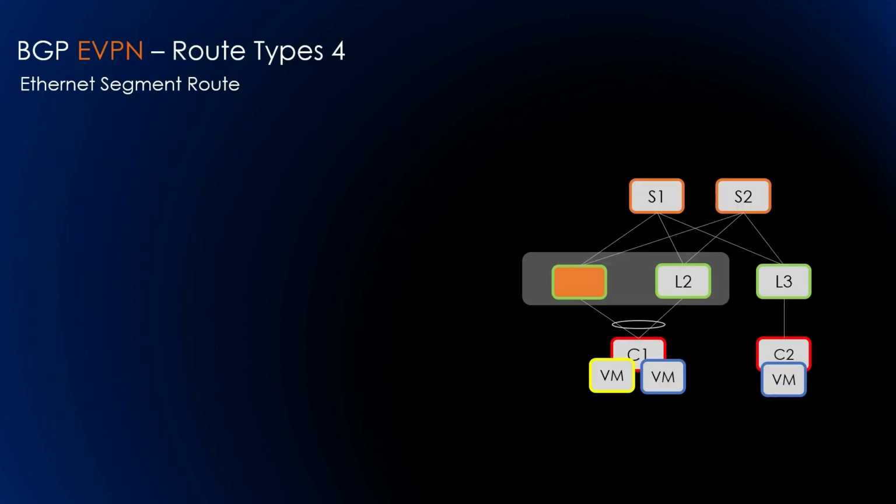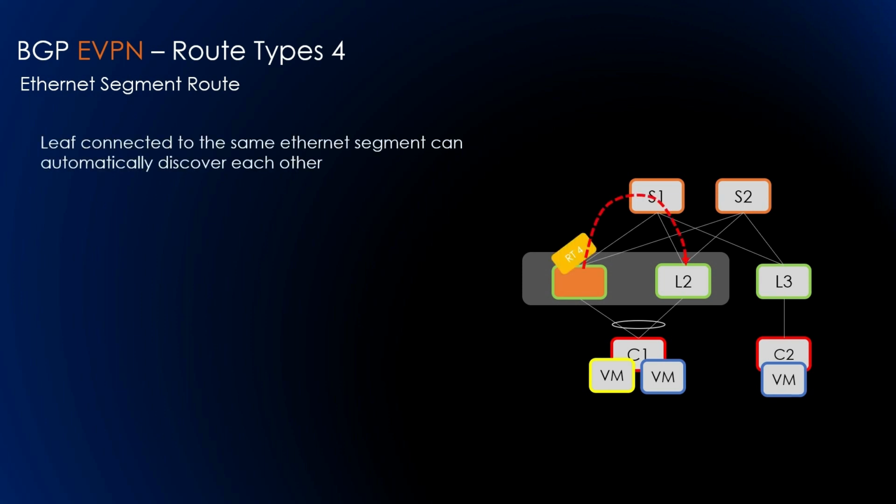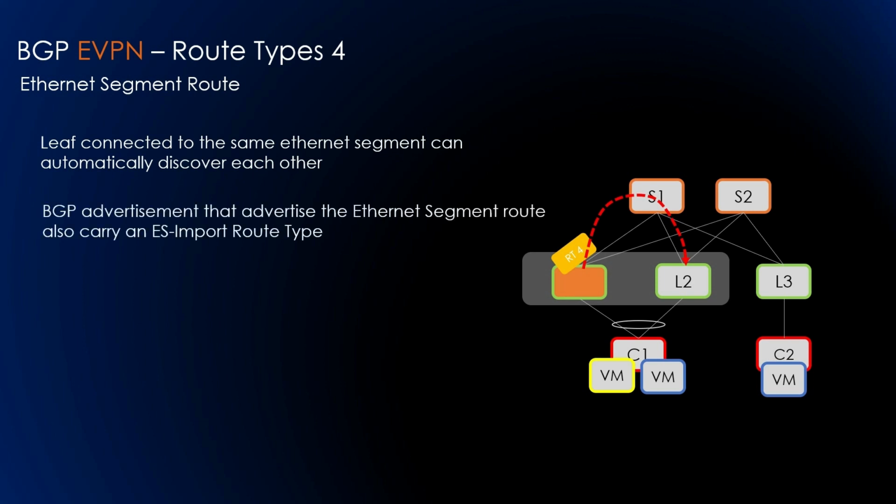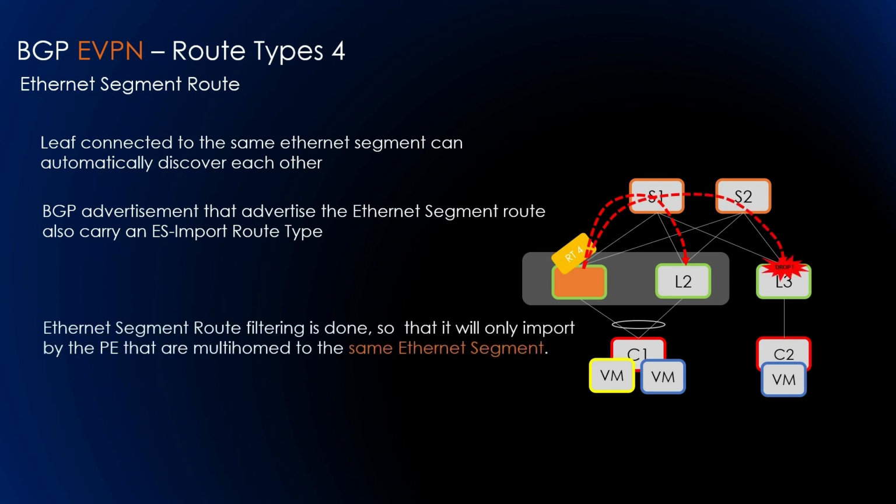In a multi-homed network, the PEs or leaves connected to the same Ethernet segment can automatically discover each other with the help of the exchange of Ethernet segment routes. The BGP advertisement that advertises the Ethernet segment route also carries the ES-Import route target. The Ethernet segment route filtering is done such that the route is imported only by the PEs that are multi-homed to the same Ethernet segment. To that end, each PE connected to a particular Ethernet segment constructs an import filtering rule to import routes that carry the ES-Import route target, which is constructed from that ESI.